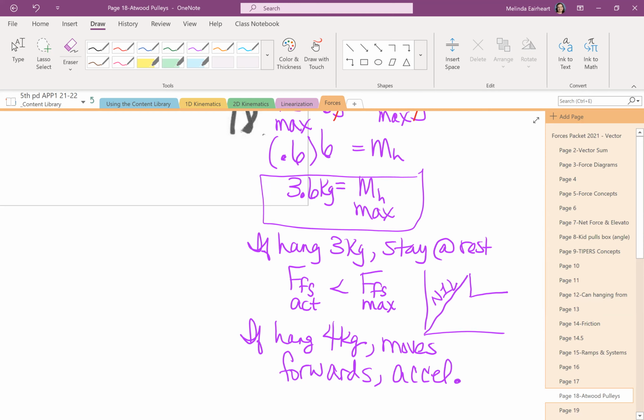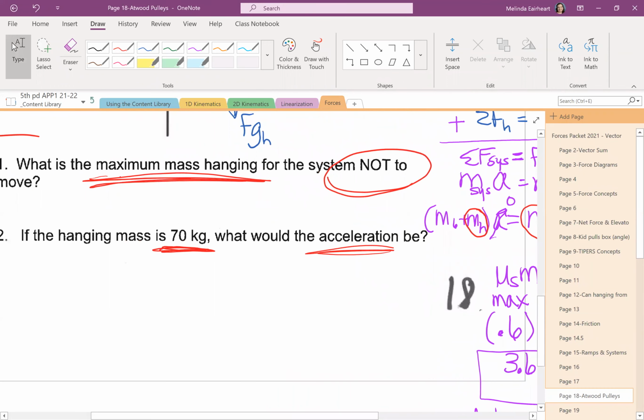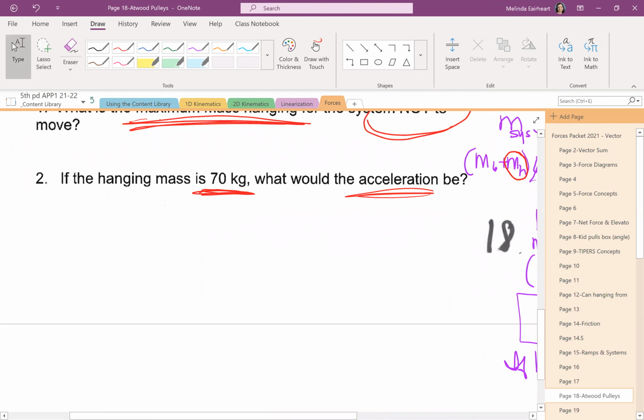Okay, part B. Now watch this. We just said 4 kilograms will put it in motion. Technically 3.7 will put it in motion, right? If you want to get technical. Technically 3.61 would put it in motion, yes? And what are we going to do? We're going to put 70. That's much bigger than the 3.6 needed to keep it at rest. Much bigger. You hear that? What would the acceleration be?